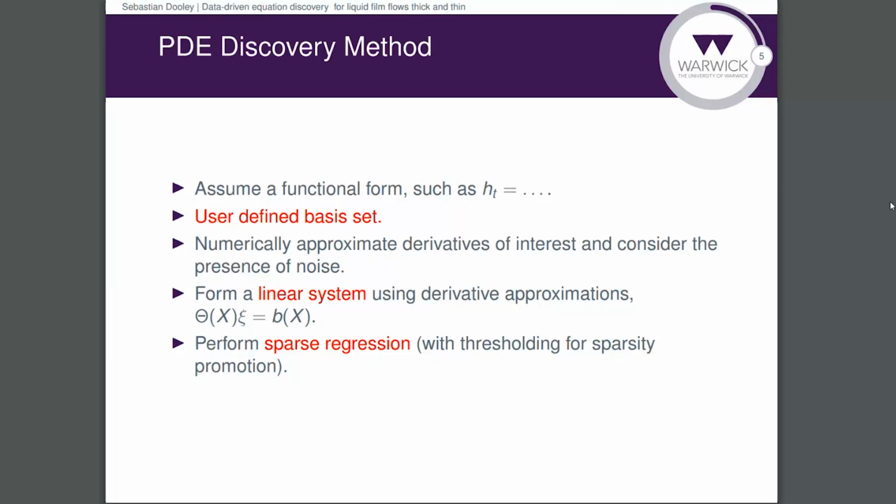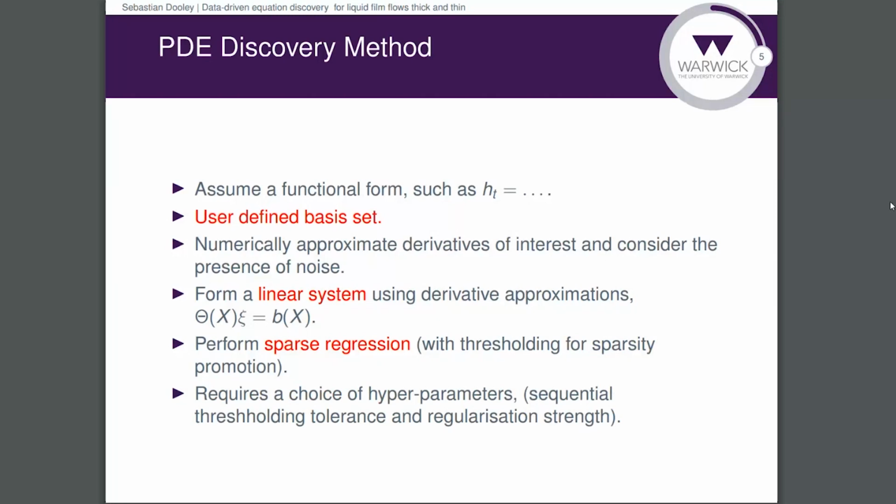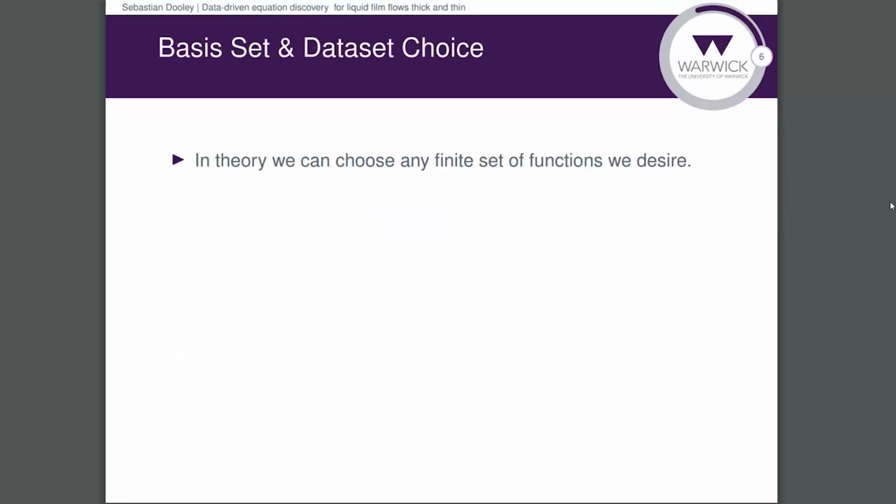And by doing sparse regression, that's where you get a lot of hyperparameters coming in. So that can muddy the water in what's actually going on, I guess. So yeah.